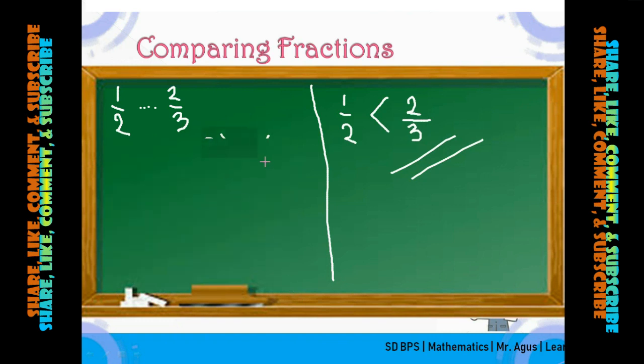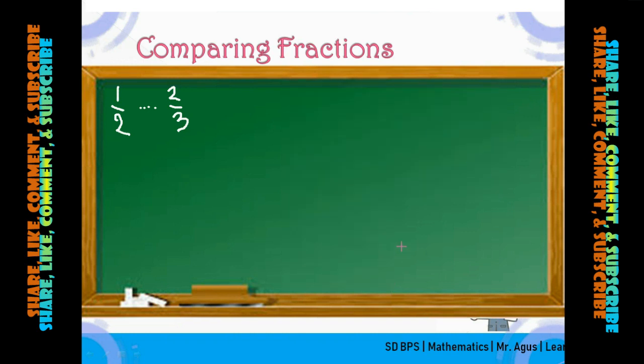We will try to use the second way with the same question. We have the same question, 1 per 2 and 2 per 3. Assume that you don't know the answer. And then we will try to find the answer by using the second way, or we call cross multiplication.